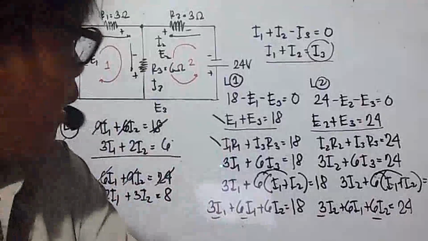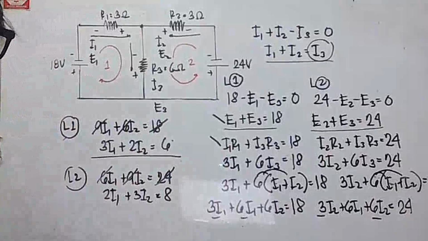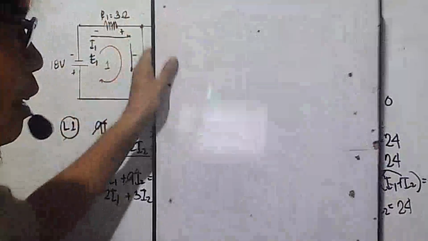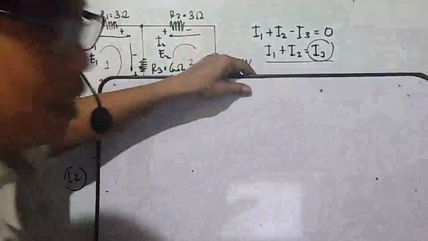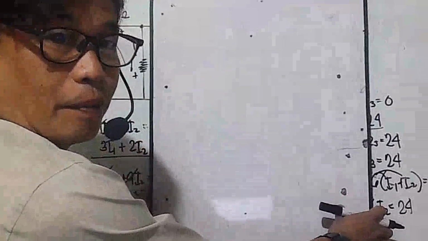Okay, so to get the values, we're going to use substitution or cancellation. So I think we should use cancellation na lang gamitin natin. So I'll be using a different board. I think hindi na kasya doon. Okay, I think I'll do it this way, para medyo mataas siya.